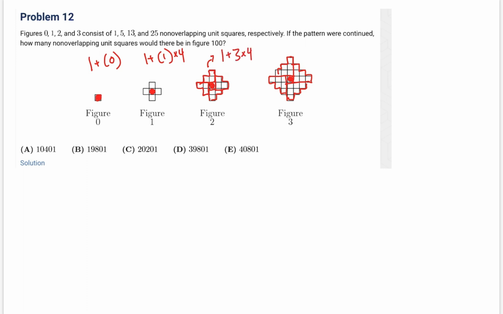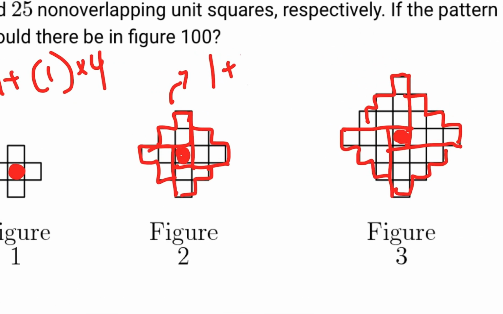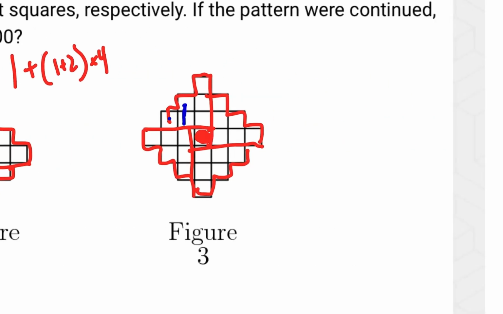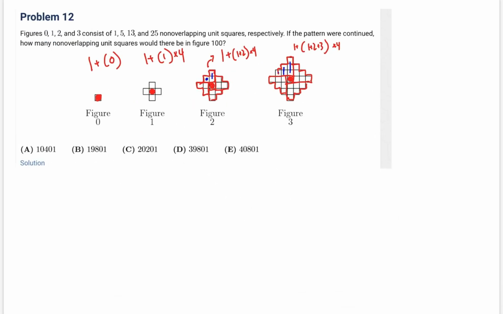So it's 3 times 4, but then this 3 comes from adding this one and these 2, right? So 1 plus 2 times 4, and then this would be 1, 2, 3 added together, so 1 plus 2 plus 3 times 4, and so it would all go on until, if it's figure n, then it will be 1 plus 4 times 1 plus 2 plus all the way to n.